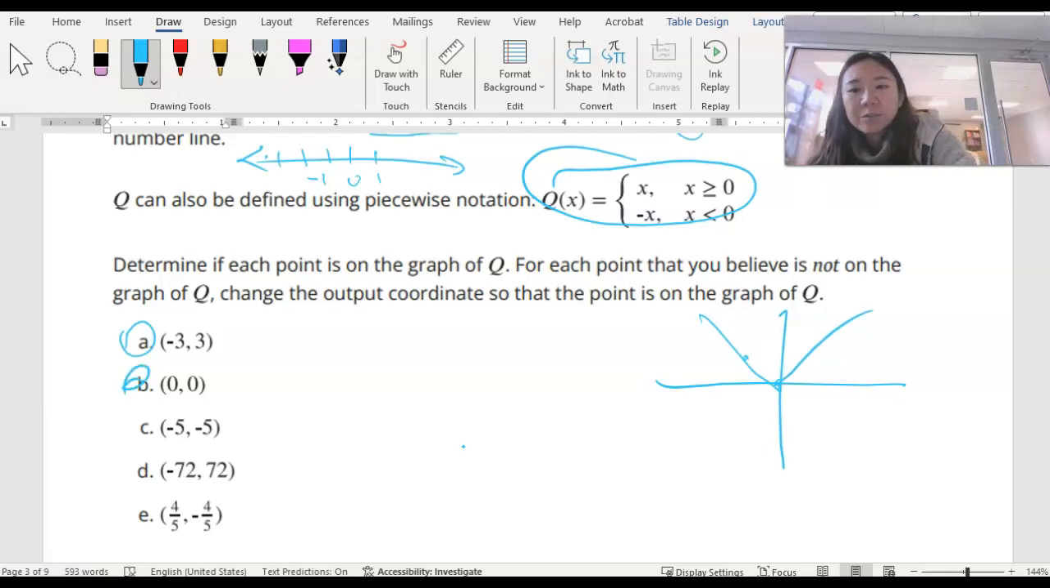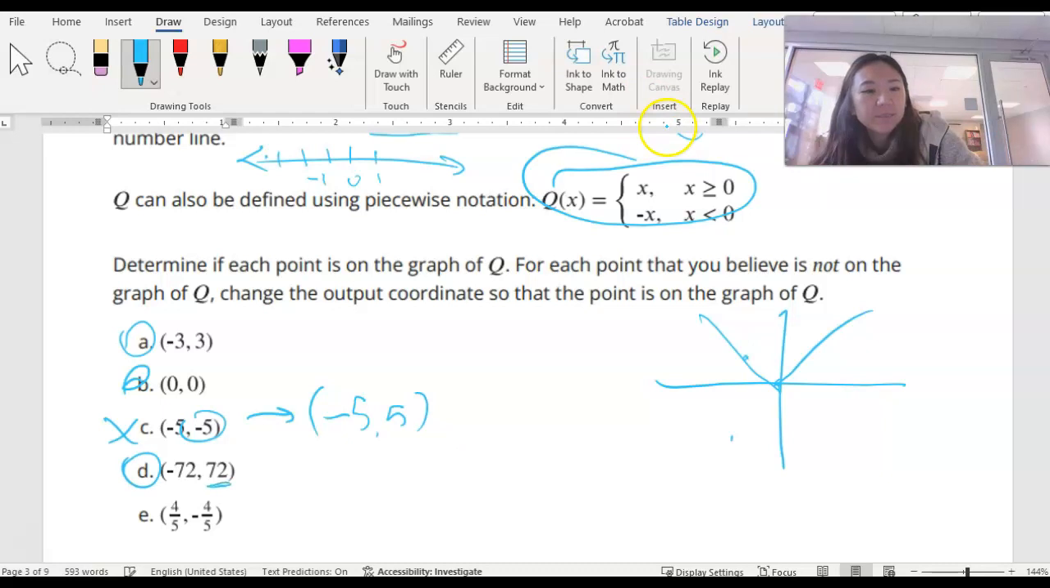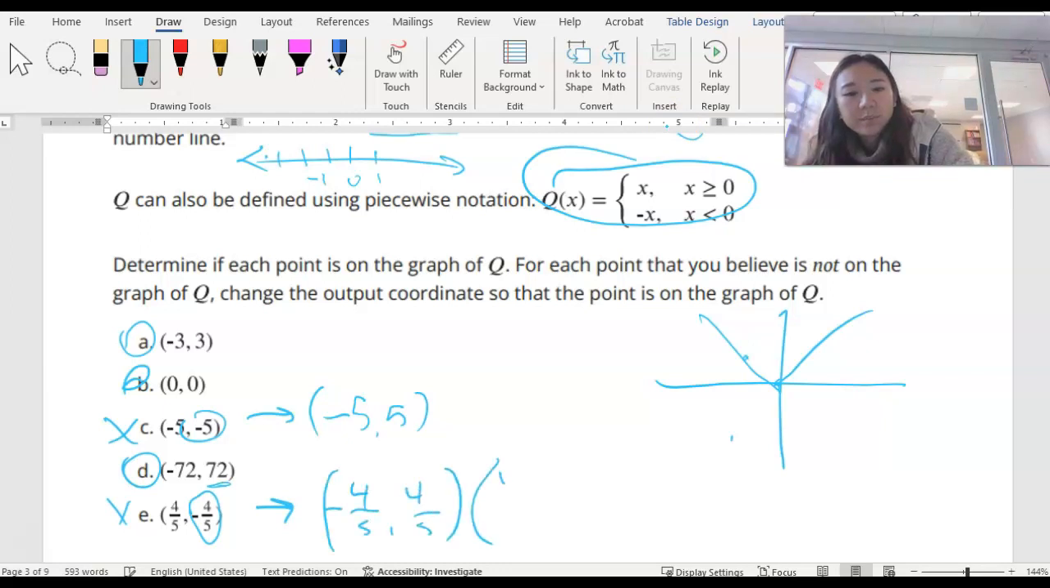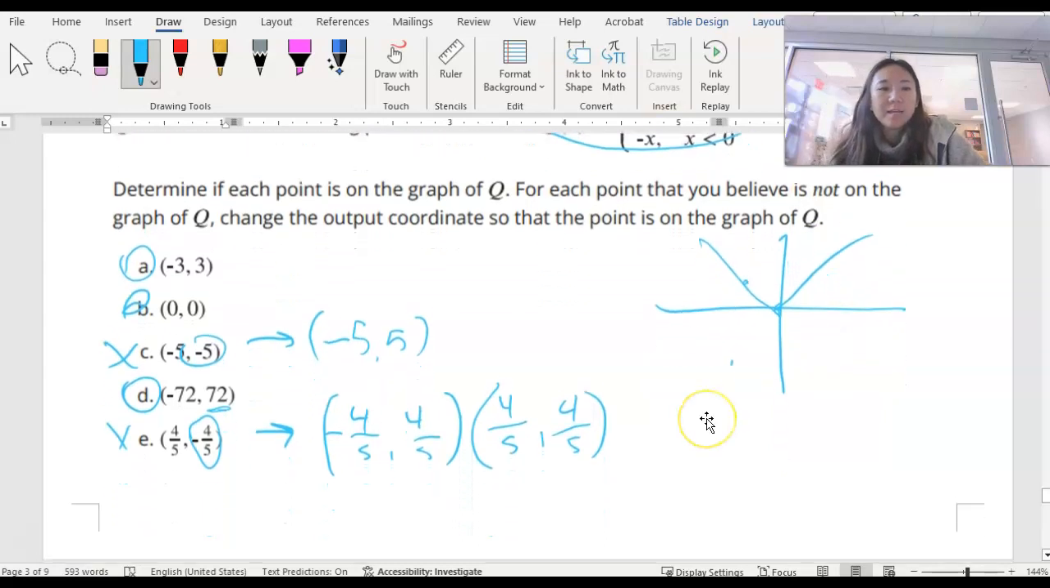-5, -5, so that would be over here. That is not on our graph, and if we were to change this, we would need to make this -5, 5. -72 and 72, that would be over here and then all the way up there as part of our V. That is fine because this is positive. And then this does not work because we have this -4/5. Now this could either be -4/5, 4/5, or this could be 4/5, 4/5. Both would be fine because, as we discussed, it's symmetrical on both sides.